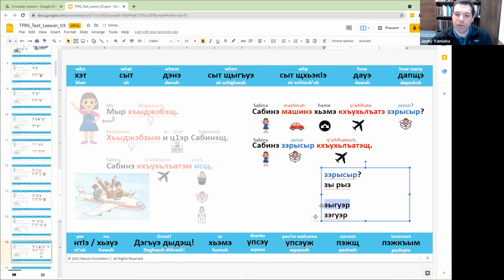Who can read this first word for me? Zigwar. Who can read this second word for me? Zagwar. This first word means someone. Someone, something. Because remember, in Circassian, ar, he, she, it, could be a person, it could be an animal, it could be an object, right? So same thing. Someone, something. Zgwar. Does anybody know what the second word means? Once. Once.